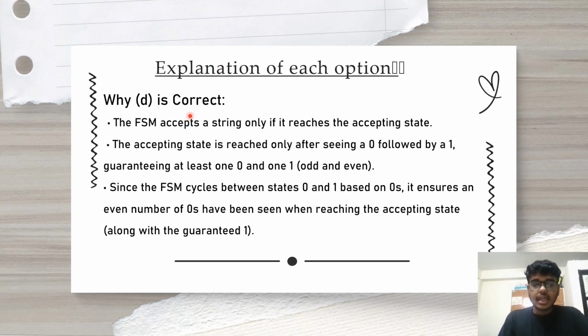But the correct option is option D. Why? Because the FSM accepts a string only if it reaches the accepting state. The accepting state is reached only after seeing a 0 followed by a 1, guaranteeing at least one 0 and one 1. That is odd and even. Since the FSM cycles between states 0 and 1 based on zeros, it ensures that an even number of zeros have been seen when reaching the accepting state, along with the guaranteed path.